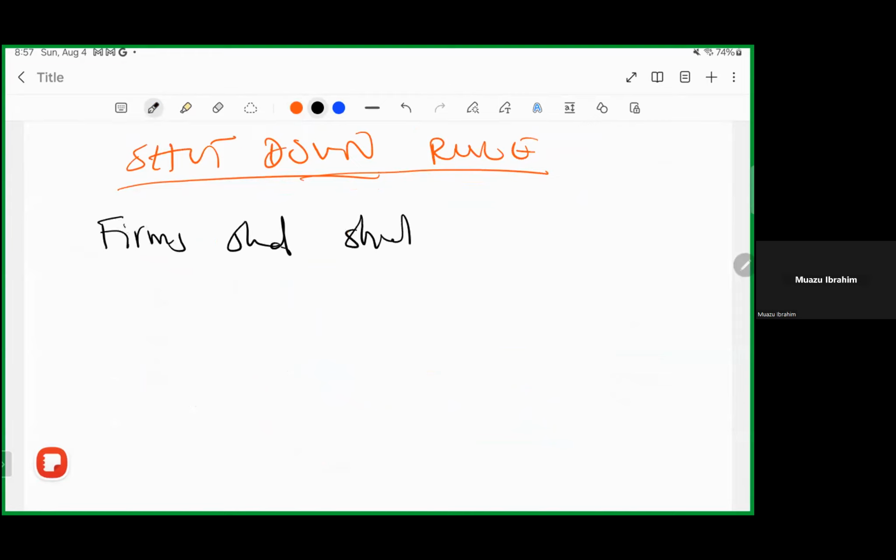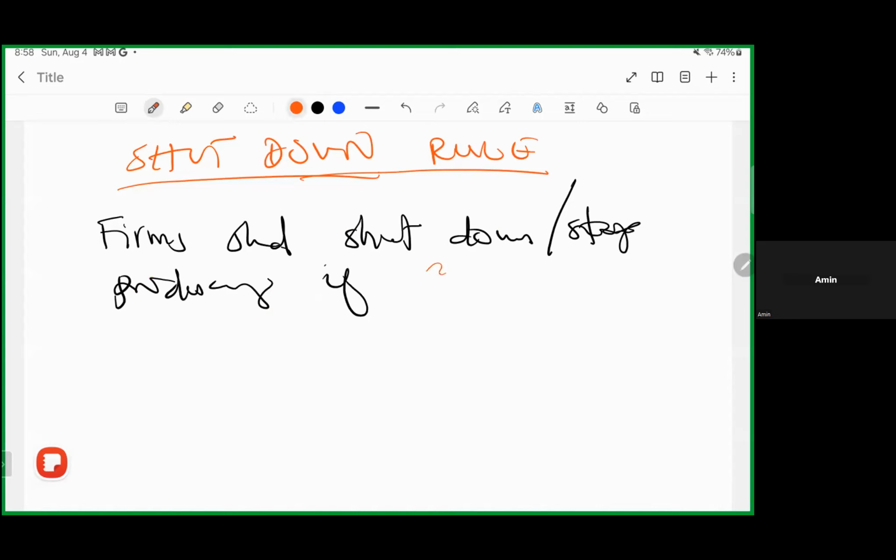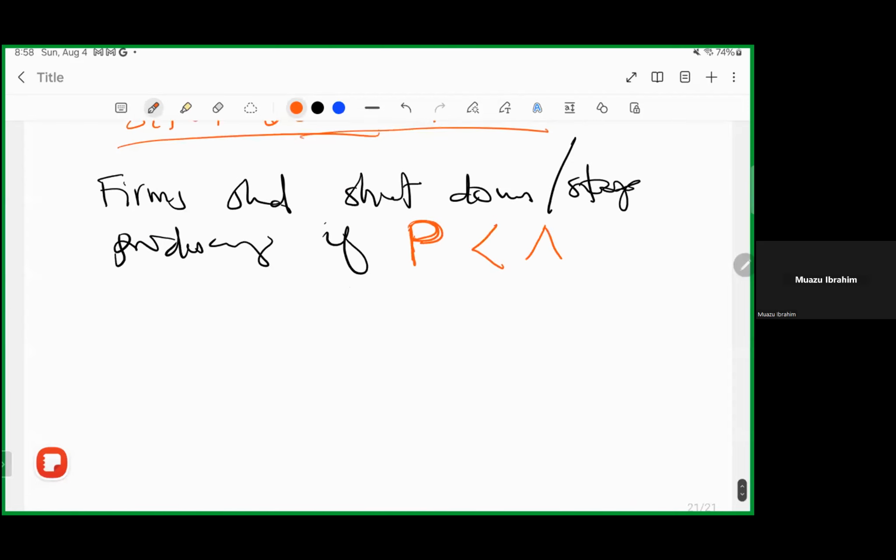Firms should shut down or cease production, or stop producing and leave the market, if, please note, the price that they sell their product for is not able to cover their average variable costs. I will ask you this in the exam.